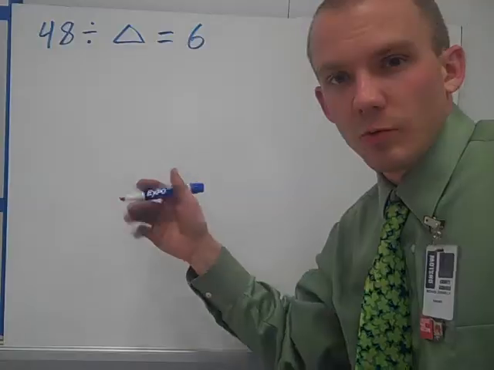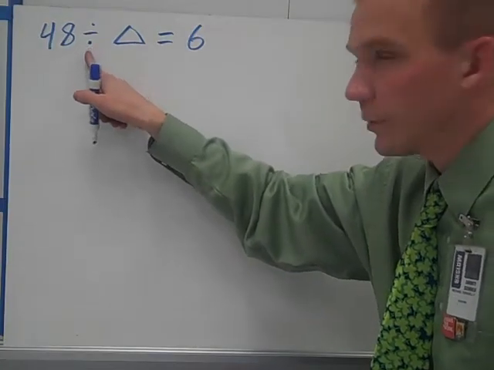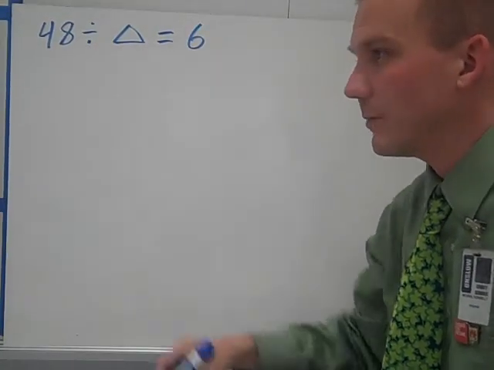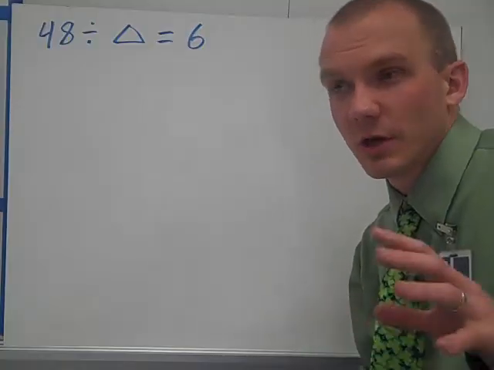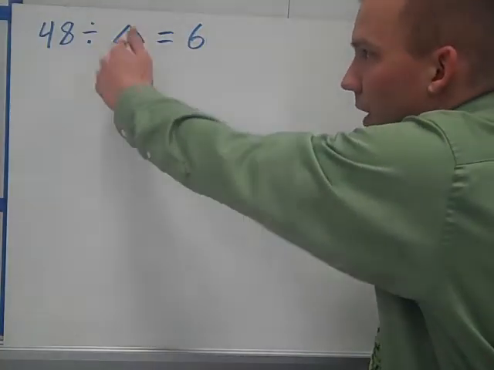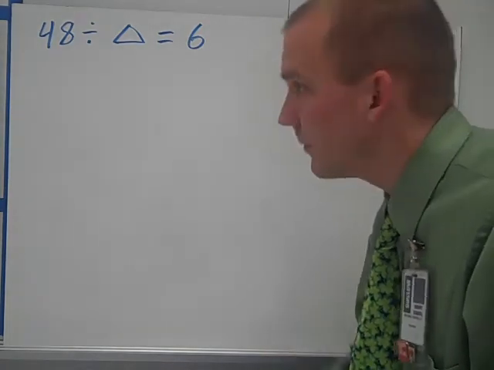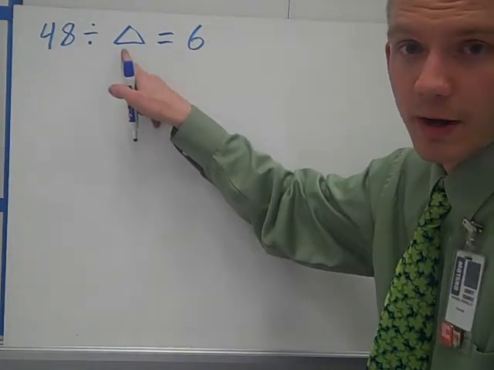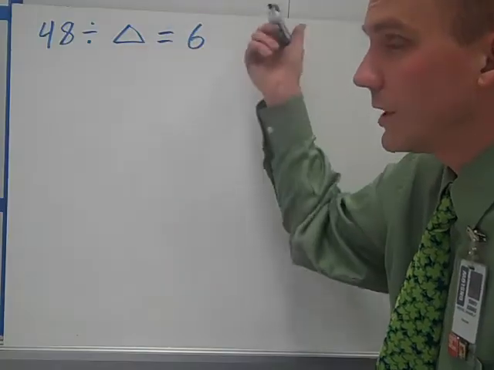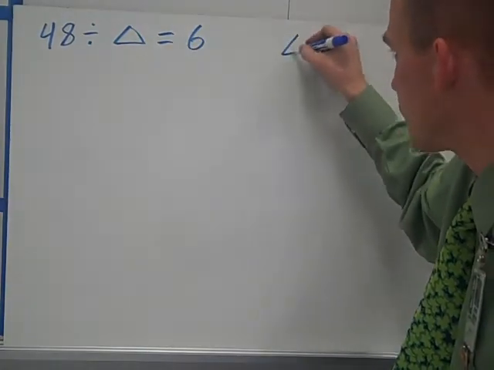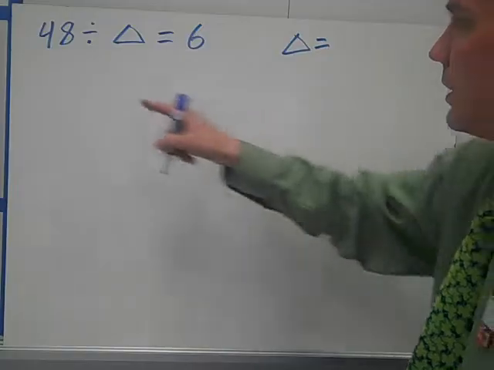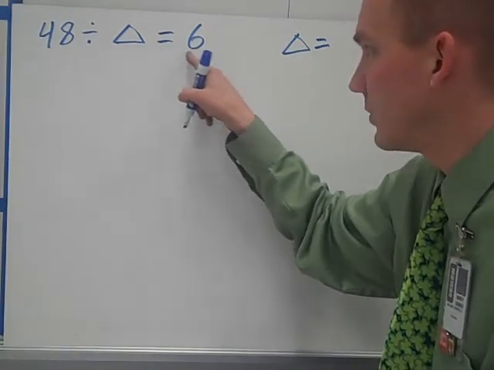This is where you might get a little more confused because now I have division to start with and I have a triangle. Like I said, it might be a letter, it could be a symbol, a star, triangle, square. Whatever your unknown is, it'll be represented in different ways in every problem. In this case, we're using the triangle. It's just something we don't know. What is triangle equal is what we're trying to figure out. 48 divided by triangle equals 6.